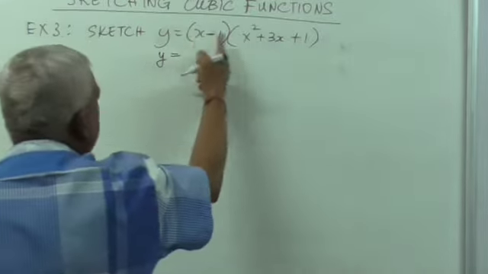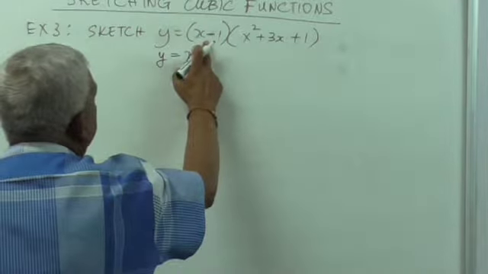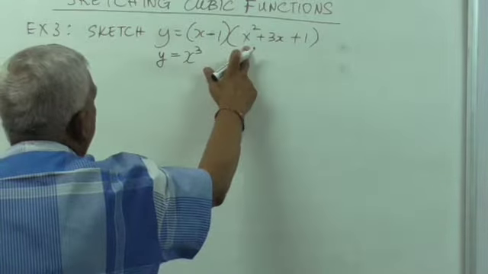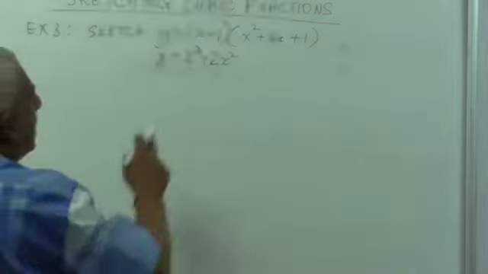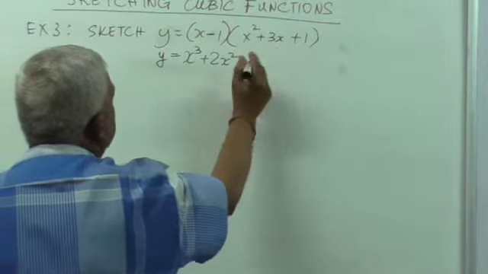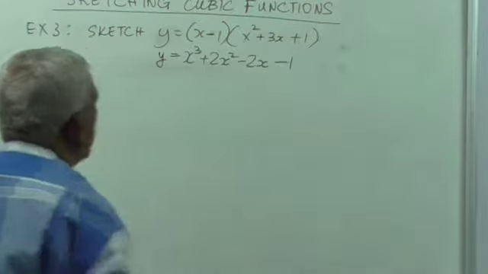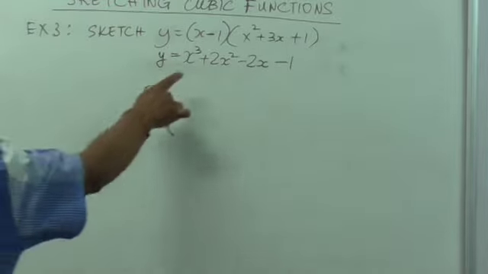So if I multiply this out, x times that will give me x cubed. x times that will give me 3x squared, minus 1x squared will give me plus 2x squared, and then x times 1 will give me 1x, minus 3x will give me minus 2x, and then finally minus 1. So let's see if that is correct. x cubed plus 2x squared minus 2x minus 1. Yes, that's correct, because we'll need this for deriving.